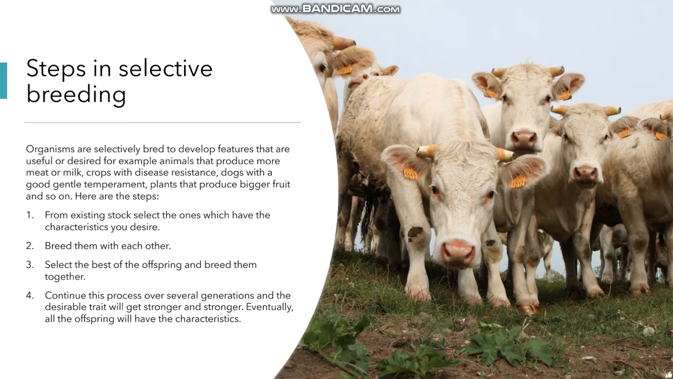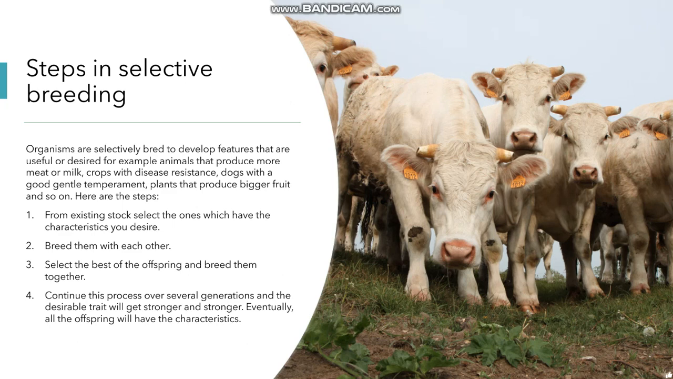The steps in selective breeding. So organisms are selectively bred to develop features that are useful or desired. For example, animals that produce more meat or milk, crops with disease resistance, dogs with a good gentle temperament, plants that produce bigger fruit, and so on.